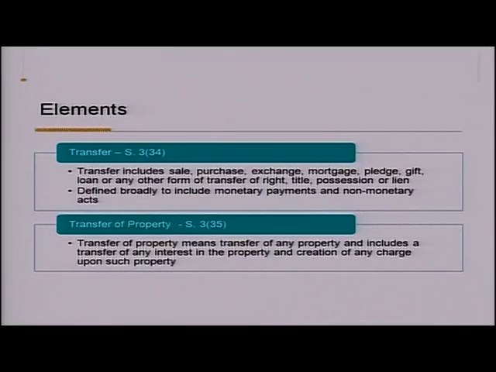Now here, if X has been preferred and the payment has been made over Y, then of course it will be considered a preferential transaction. So this is extremely important, friends. So we need to really understand what the elements are.